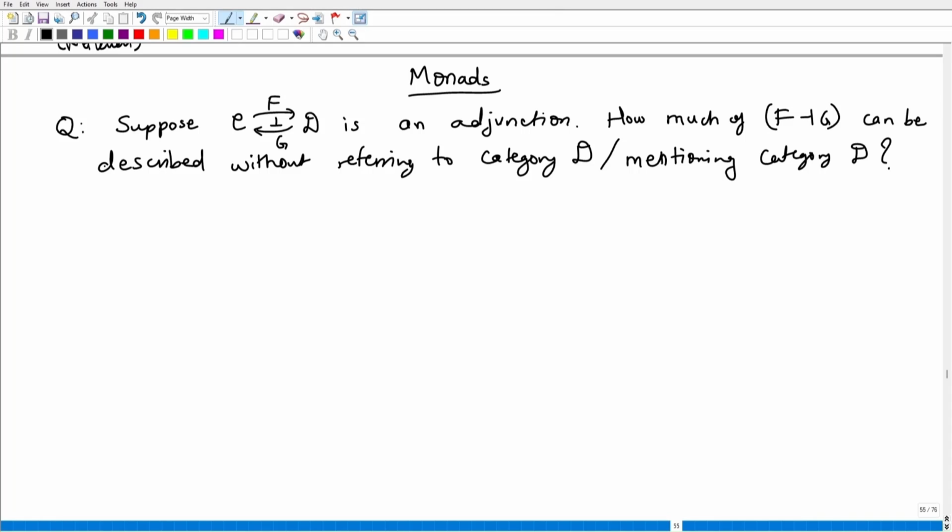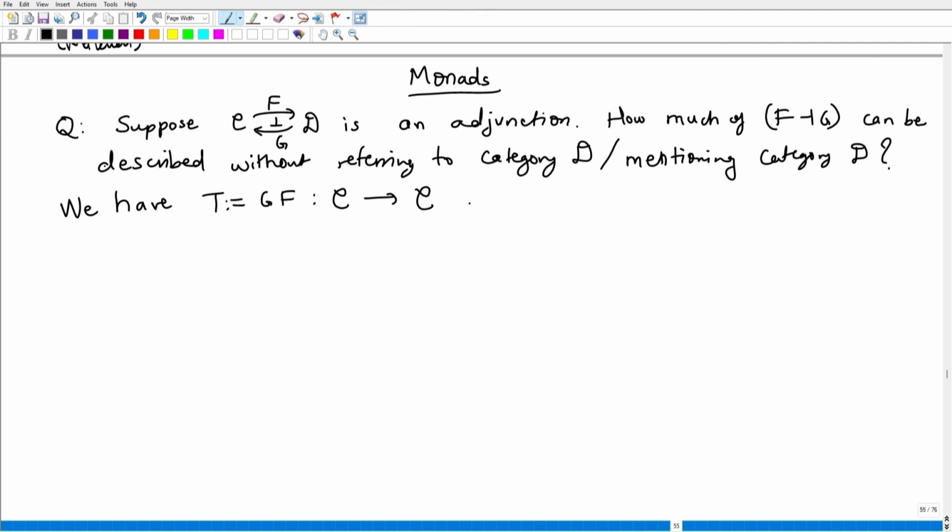So we know that there is a pair of adjoint functors, but then you are forgetting that D exists. So maybe there is a factorization of a functor, that's okay. But what do you remember if you have G and you have F? You only have a composition of these two functors. Okay, so we have T equal to GF from C to C. This is an endofunctor of C.